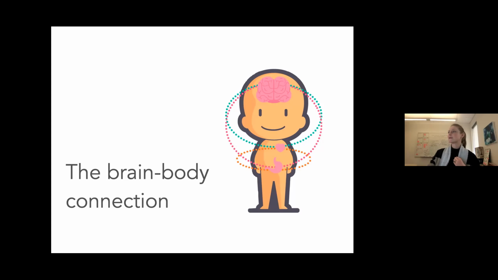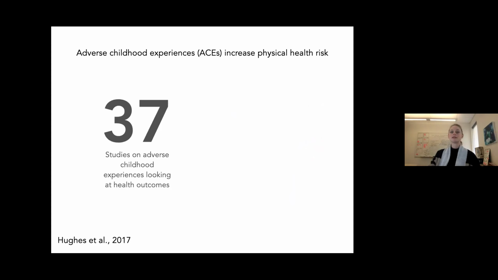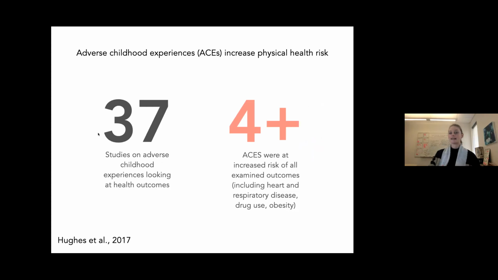All right, so let's talk about the brain-body connection. So there's certainly a lot of evidence showing that physical health is connected to early adversity exposure. So in this particular paper, Hughes in 2017, they looked at 37 different studies that had measured adverse childhood experiences and that looked at a physical health outcome. And what they found amongst those 37 studies is that adults with high ACEs had increased risks of experiencing all of the physical health disorders or diseases that were measured, including things like heart disease, obesity, and drug abuse or use.